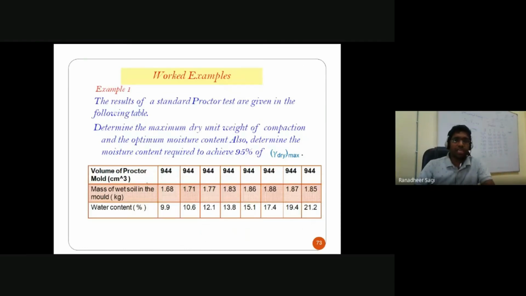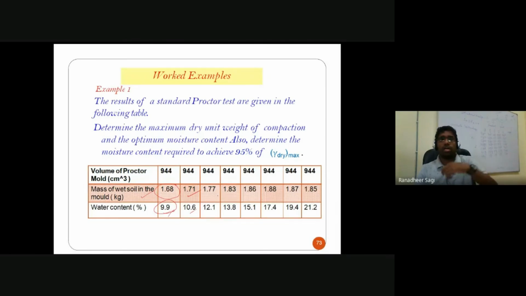So I'm just giving you one example here where I would expect you to solve it. What is given here are some test results from a standard Proctor test. The volume of the Proctor mold is mentioned, and given is the mass of wet soil in kg and the respective water content. Let's say when the mass of the wet soil in the mold is 1.68 kg, the corresponding water content is 9.9%. When the weight of the soil sample in the Proctor compacted mold is 1.71 kg, the corresponding water content is 10.6%.